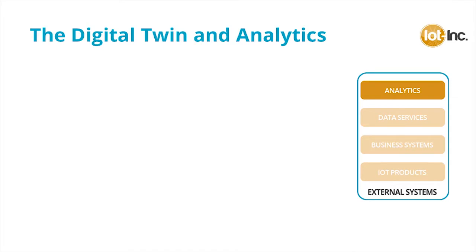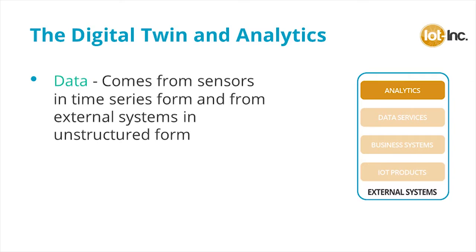There is a direct relationship between the digital twin and analytics. In fact, the structure of the digital twin defines the structure of the analytics or the data science. The digital twin consists of two parts, the data and the model. The raw data comes in from sensors in a time series form and also from external systems in an unstructured form. This raw data is analyzed by analytics for a couple purposes, one of them being to create models.